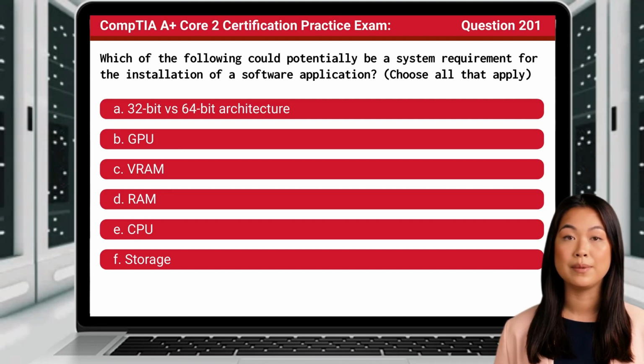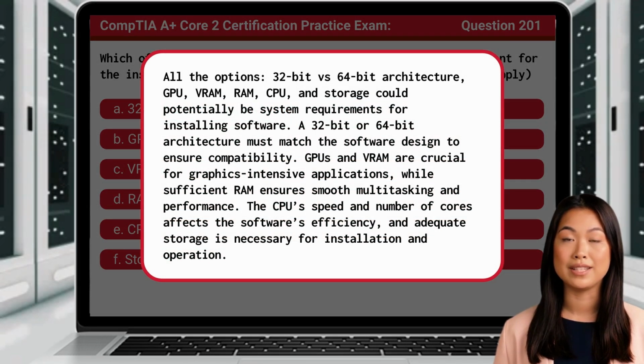If you chose all the possible answers, you are absolutely correct. All the options, 32-bit versus 64-bit architecture, GPU, VRAM, RAM, CPU, and storage, could potentially be system requirements for installing software. A 32-bit or 64-bit architecture must match the software design to ensure compatibility. GPUs and VRAM are crucial for graphics-intensive applications, while sufficient RAM ensures smooth multitasking and performance. The CPU's speed and number of cores affects the software's efficiency, and adequate storage is necessary for installation and operation.